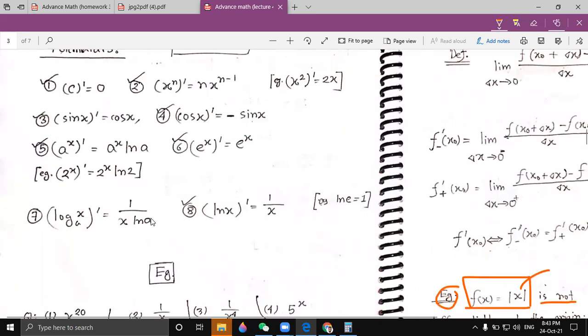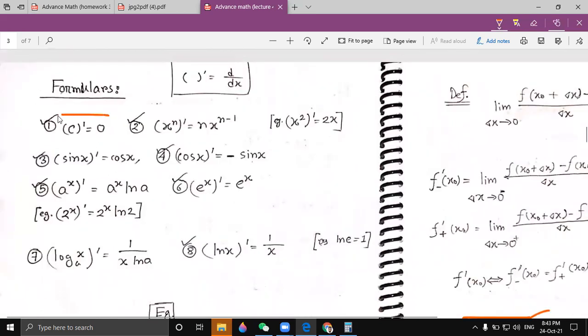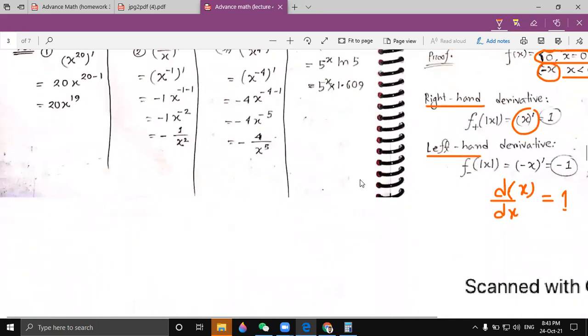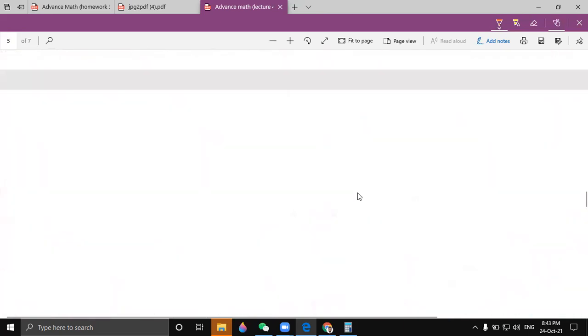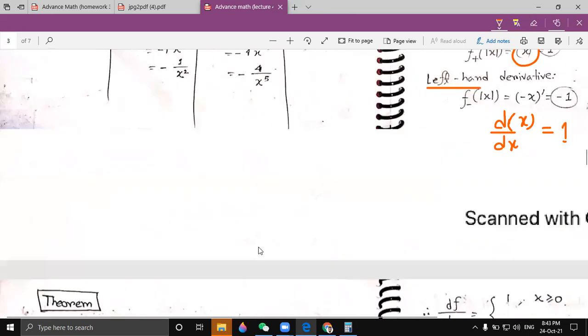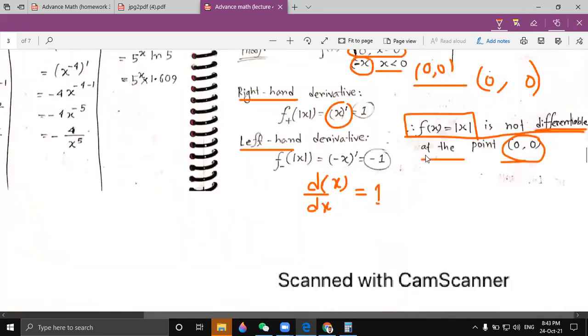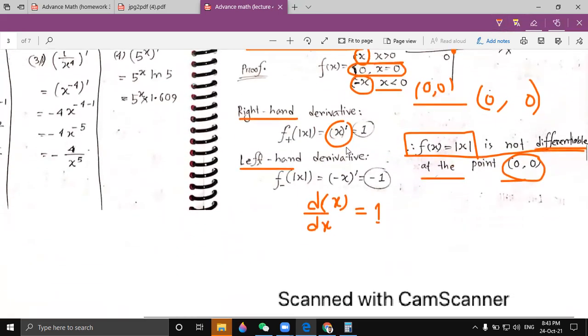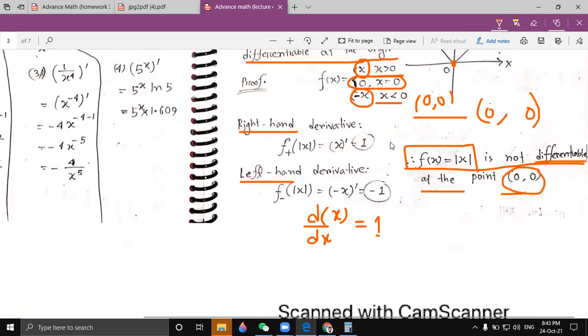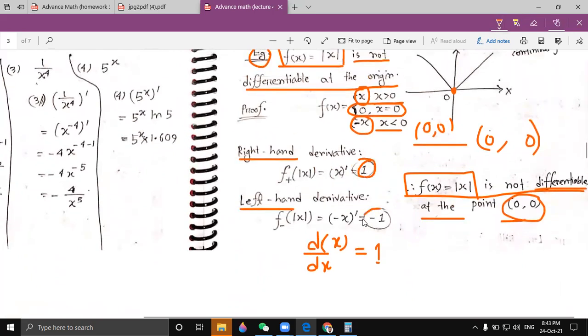So you can see here, a derivative of a constant value is 0, but derivative of x is equal to 1. Okay. So this equals 1. This way we found this 1 and minus 1. That means our left hand derivative and right hand derivative.